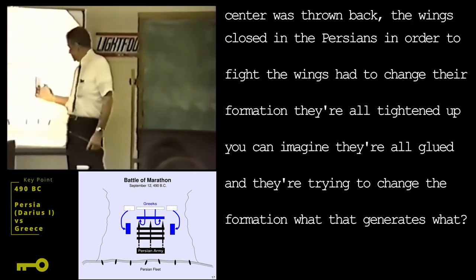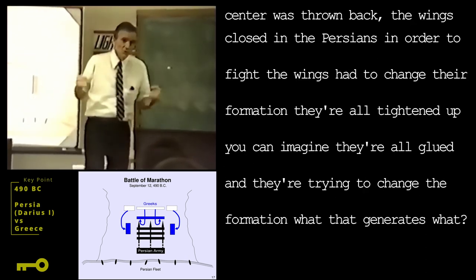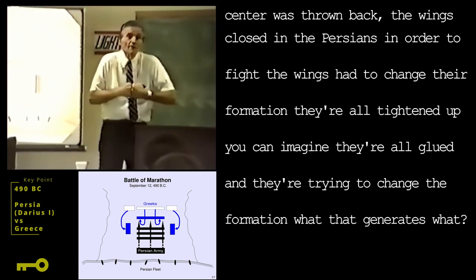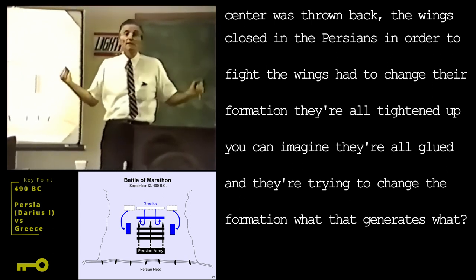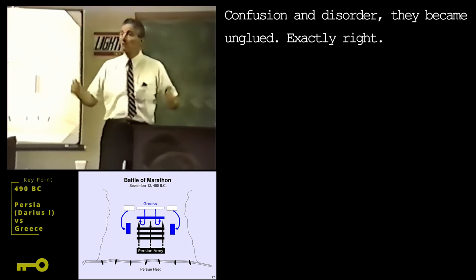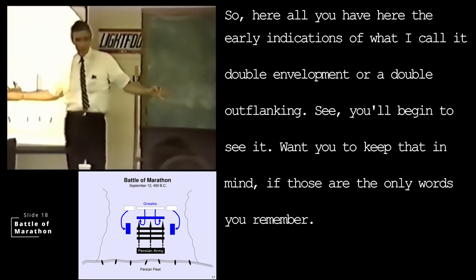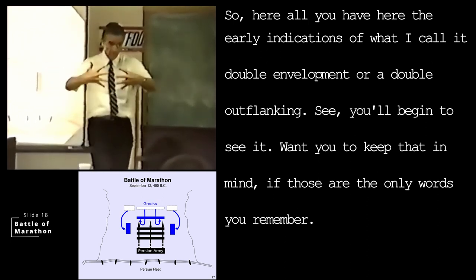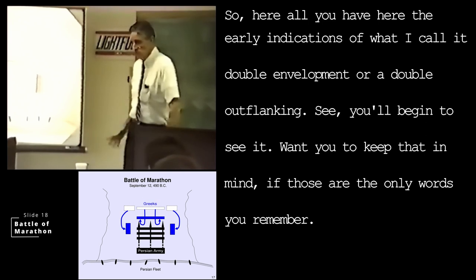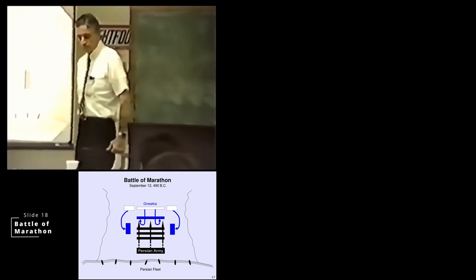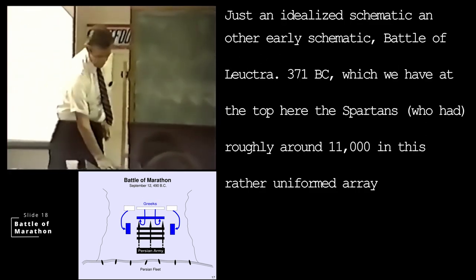The Persians, in order to fight the wings, had to change their formation. They're all tightened up. You can imagine they're all glued in there and trying to change the formation. What's happening? It generates confusion, disorder, came unglued. So all you have here is an early indication of what I call a double envelopment. I want you to keep that in mind. It's just an idealized schematic.